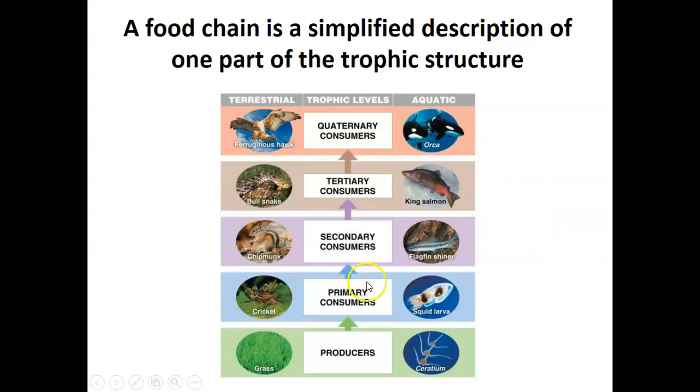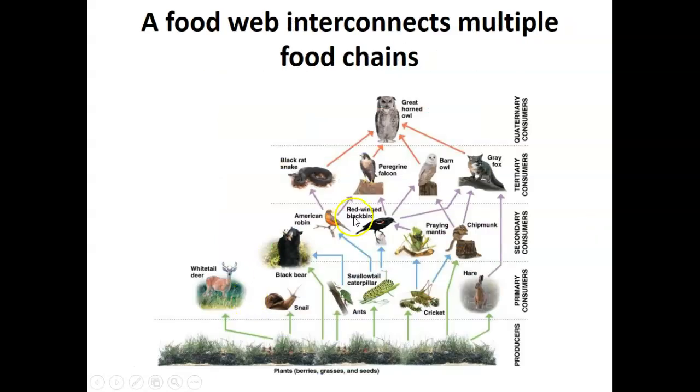We mentioned earlier that energy will be transferred through the trophic structures, and the energy will be reduced more and more from the lower level to the top level. Sometimes when multiple food chains connect to each other, they form a food web.